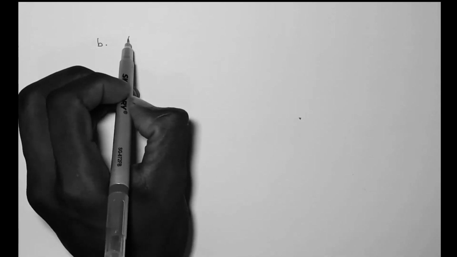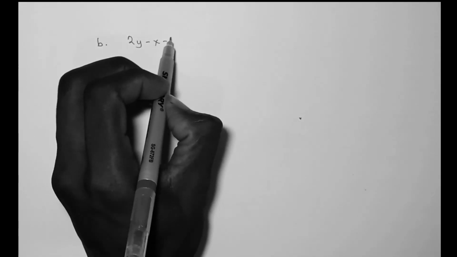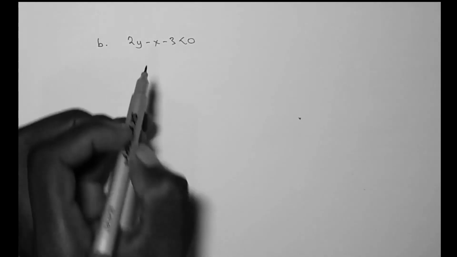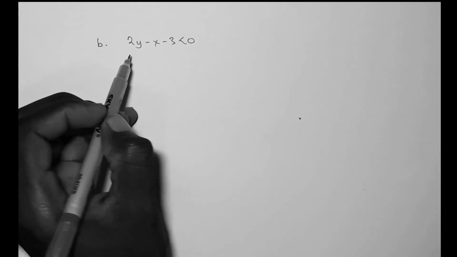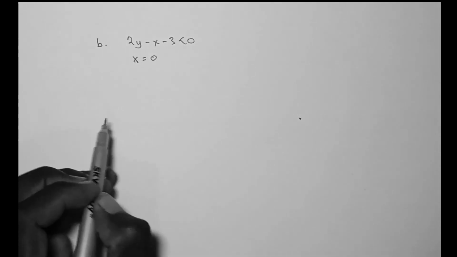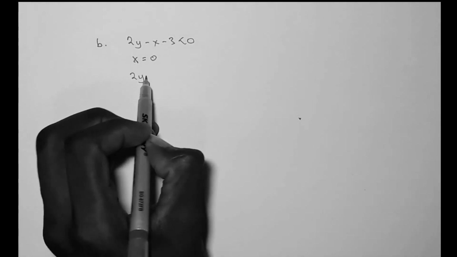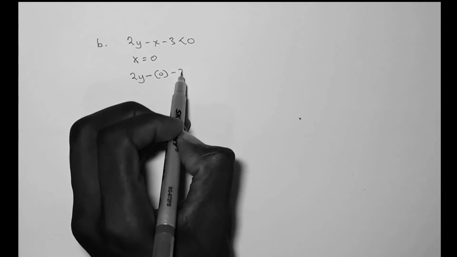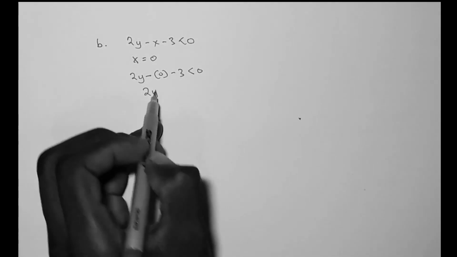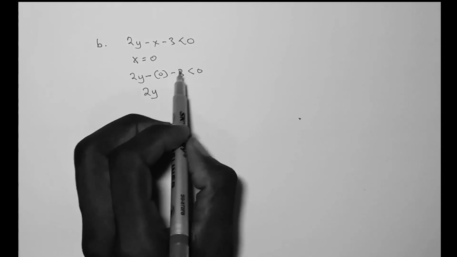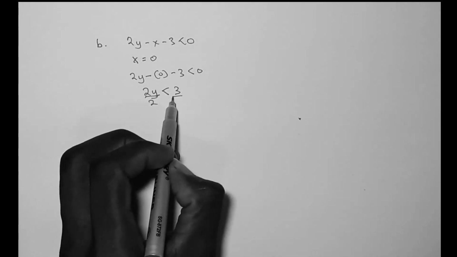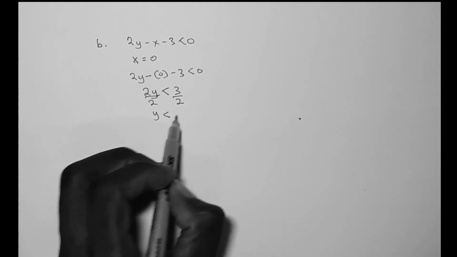The second part of the question is 2y minus x minus 3 less than 0. As usual, we need to find the x and y intercepts. So let's find the y-intercept. For the y-intercept, x is equal to 0. So this becomes 2y minus 0 minus 3 is less than 0. So we'll get 2y, then bring 3 to the other side, it's less than 3. Let's divide through by 2. So we get y less than 3 over 2.